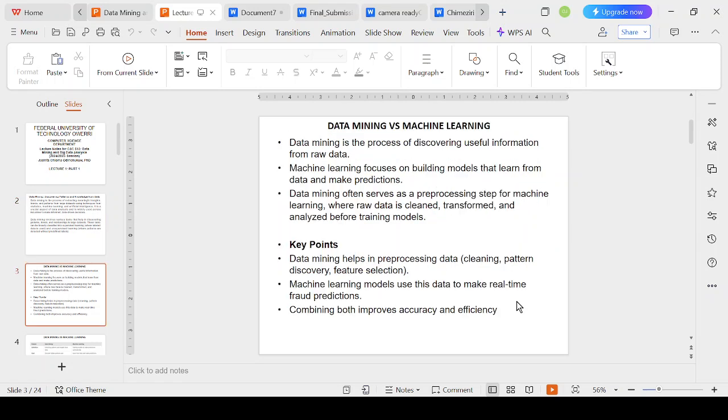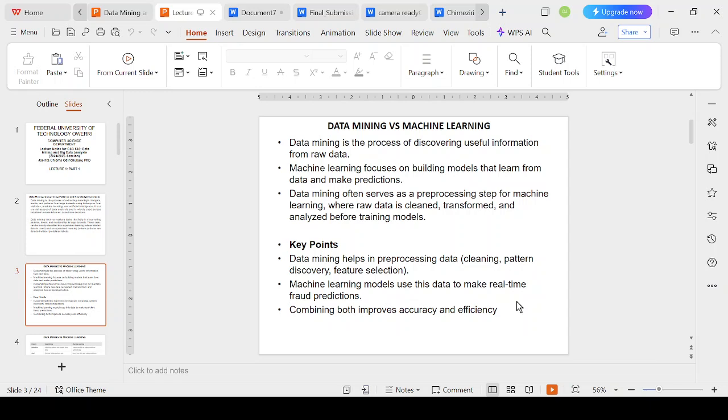So let us look at data mining versus machine learning. Data mining is the process of discovering useful information from raw data, as we all know, while machine learning focuses on building models that learn from data and make decisions. So these processes of discovering information can be automated to make automated predictions by building models. That is what machine learning does. So these two terms can be used interchangeably. Data mining often serves as a pre-processing step for machine learning.